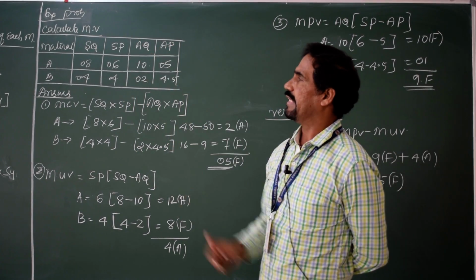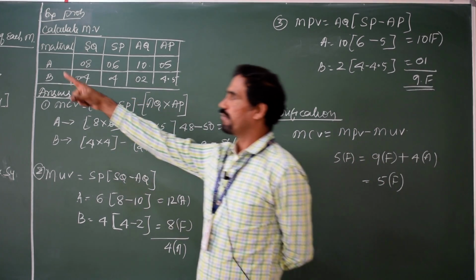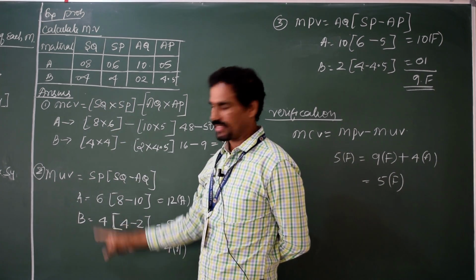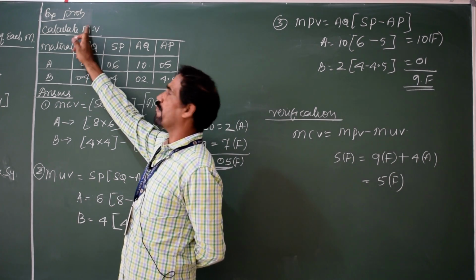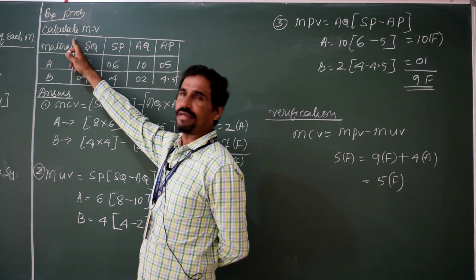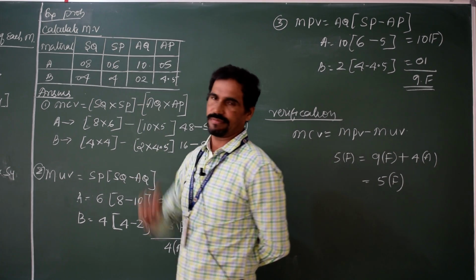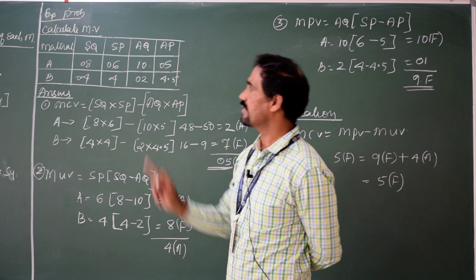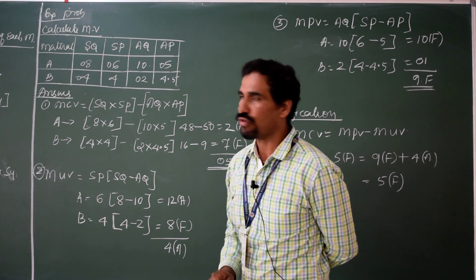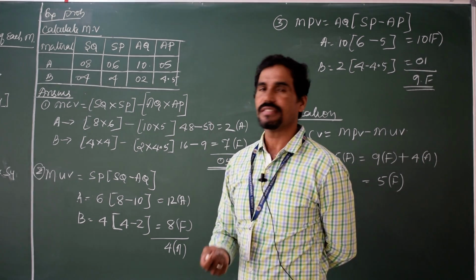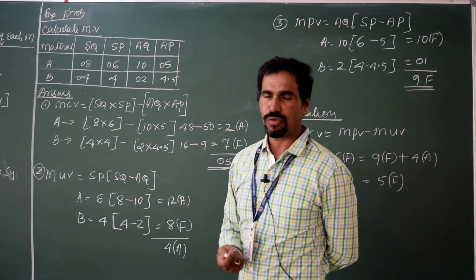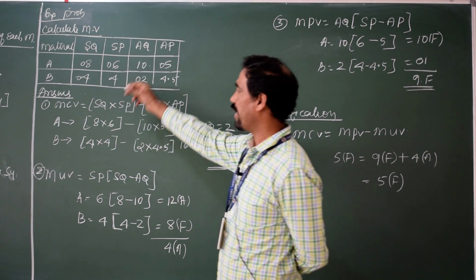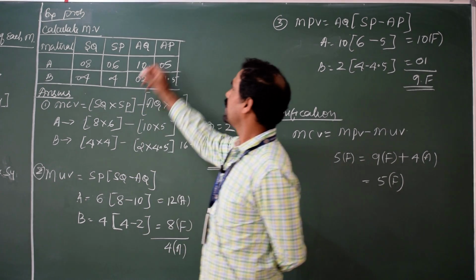Okay. As per the formulas, today we will discuss very simple sums. Example problem 1: calculate the material variance. Before checking the material variance, we are going to find the standard quantity, standard price, standard cost, actual quantity, and actual price, and apply them now. So, this is the question.